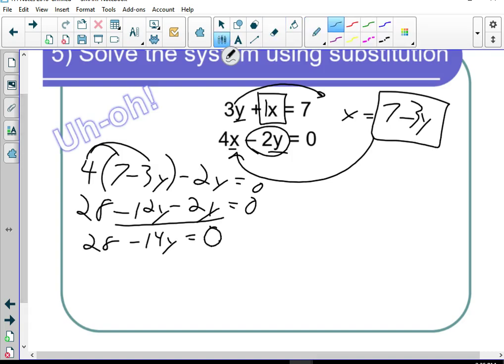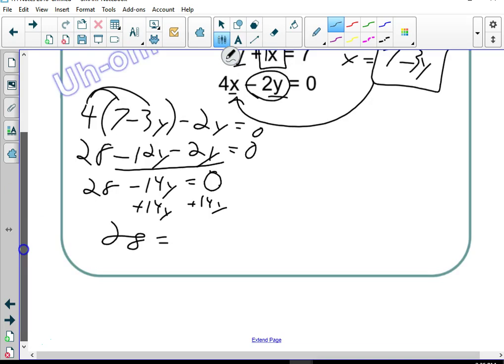Now, I have two choices. I can move the 28 over and divide by negative 14. I can move the 14 over and divide by positive 14. It makes no difference. I'm going to move this over just for that. That's going to give me 28 equals 14y. When I divide by 14, I get y equals 2.